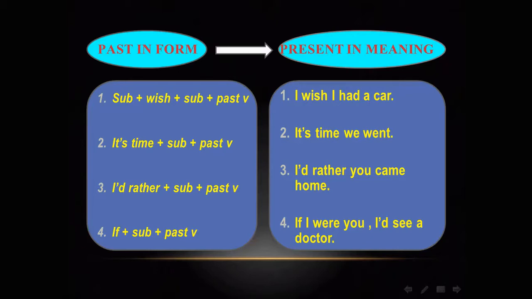يعني هنا we have 4 cases. The verb in the past but the meaning at present. Wish plus subject. It's time plus subject. Would rather plus subject. The second conditional if the past sentence but the meaning is in present or at present.